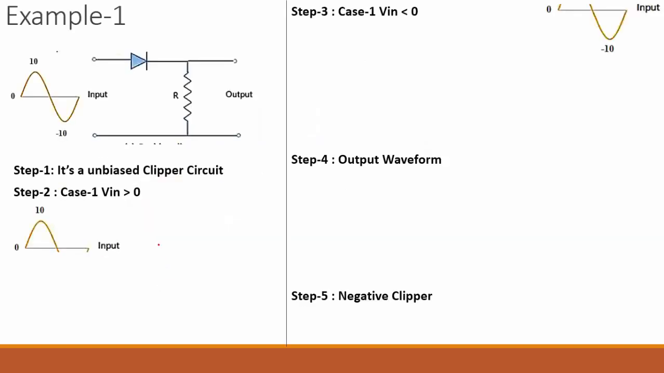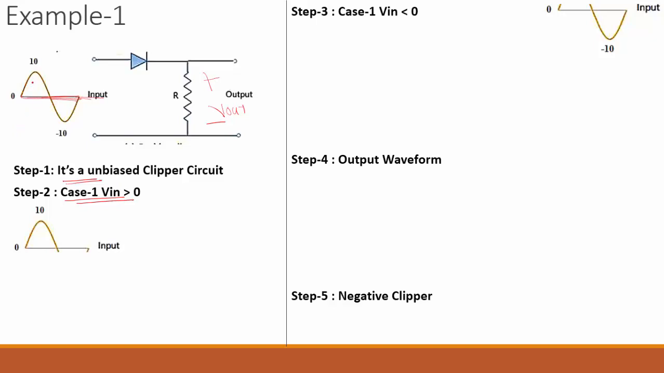Step 5, comment whether the circuit is a positive Clipper or a negative Clipper. Let's take one example which is made up of a diode and a resistor, and across this I am finding my V out, that is the output voltage, and the input voltage is an AC signal varying from 10 to -10. This AC signal is moving on a DC line, that is a 0 DC line, and above that we have the AC signal. Step 1: it is directly clear that it's an unbiased circuit. There is no DC supply in the circuit, that's why it's called an unbiased Clipper circuit. Now look at case 1: V input is greater than 0, that means this is the 0 reference line.